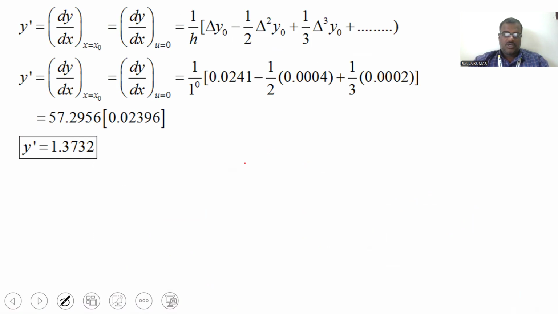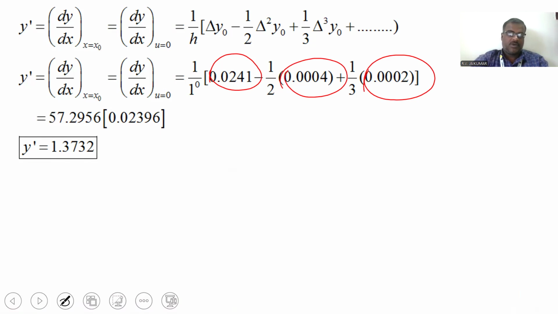As you can see, the formula is 1 by h of delta y naught minus 1 by 2 delta square y naught plus 1 by 3 delta cube y naught and so on. And this is delta y naught value, delta square y naught, delta cube y naught. By substituting all these things, and finally we have to calculate it, we get 57.2956. And here you should know what theta is.